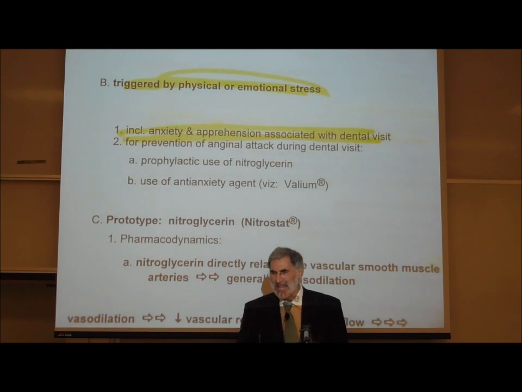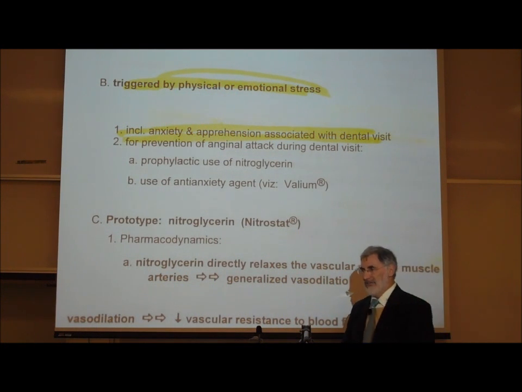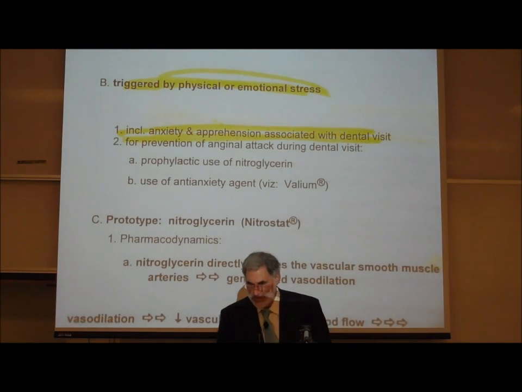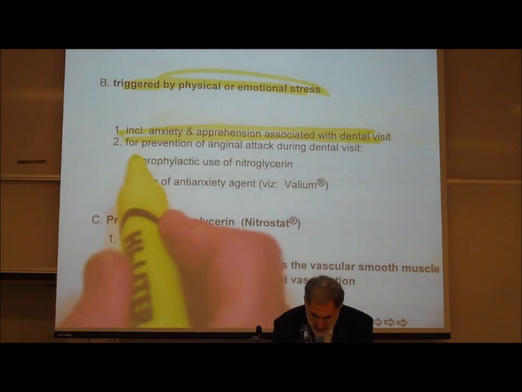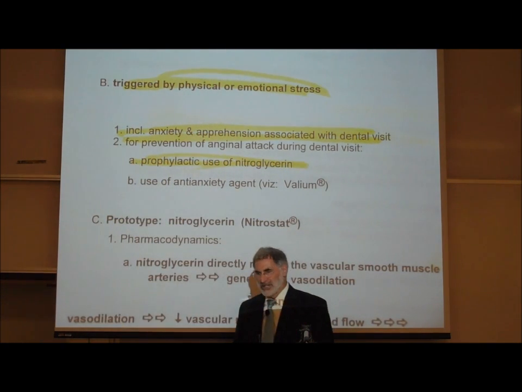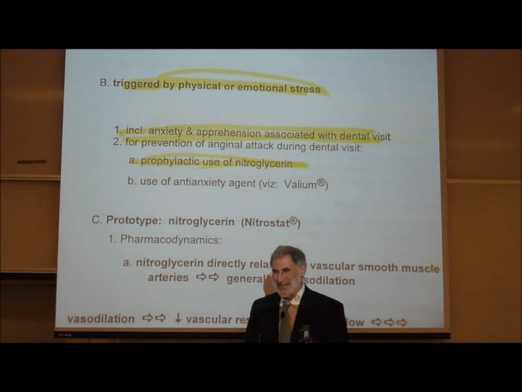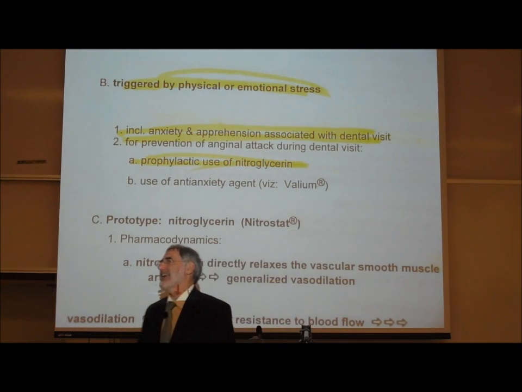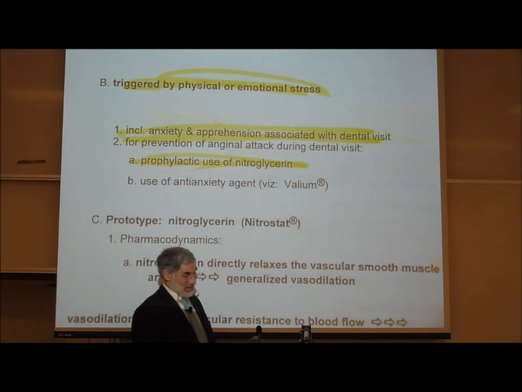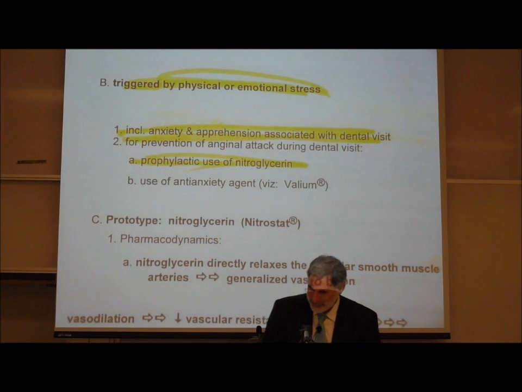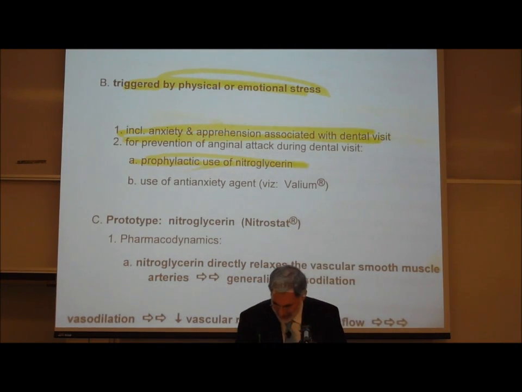So what are the medications that are given to reduce this risk of angina pectoris and the incidence of angina pectoris? The most important drugs are the nitrate drugs like nitroglycerin. And another thing that they sometimes do, since anxiety or stress is what can trigger angina, is if somebody's got a real problem with this, they could give them an anti-anxiety drug like Valium or something.